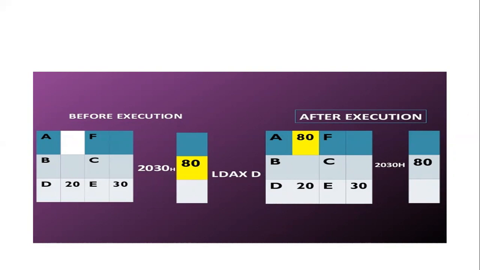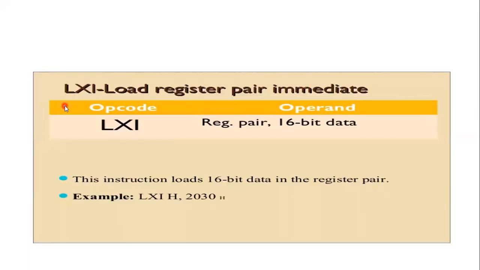The next instruction, LXI, load register pair immediate. The opcode is LXI and the operand is a register pair. There is 16-bit data. So this instruction loads 16-bit data into the register pair. So for example, LXI H, 2030. That is, the content in 2030 is moved to the HL pair.